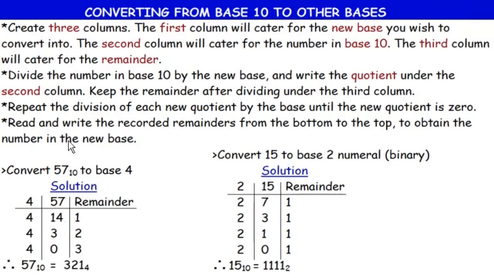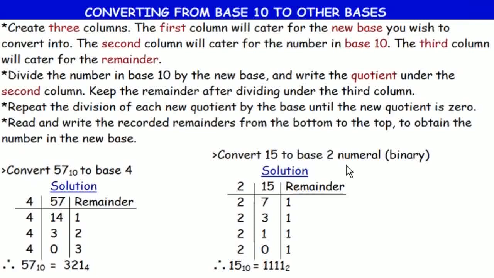So once we get the new quotient to be 0, we stop, and then we read and write the recorded remainders from the bottom to the top to obtain the number in the new base. So basically we are going to read them upward this way. So the result is going to be 3, 2, 1. So that is how to convert from base 10 to other bases.